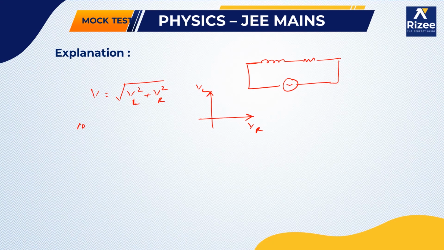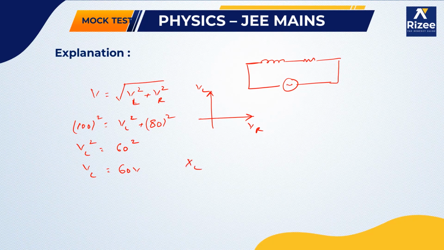So 100 squared is equal to VL squared plus VR squared. The potential drop across the resistor is given as 80, squared. So from this, VL squared will be equal to 60 squared, or the potential drop across the inductor is 60 volts. Now he is asking for the inductive reactance.